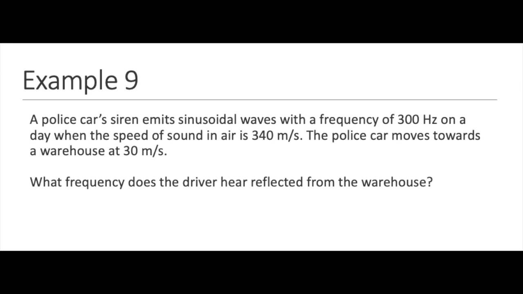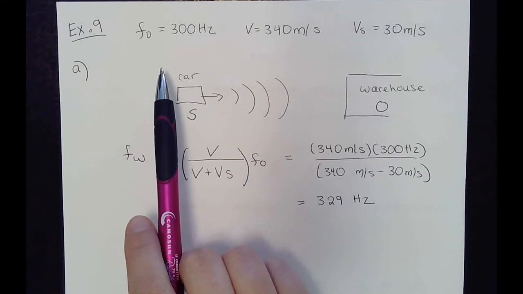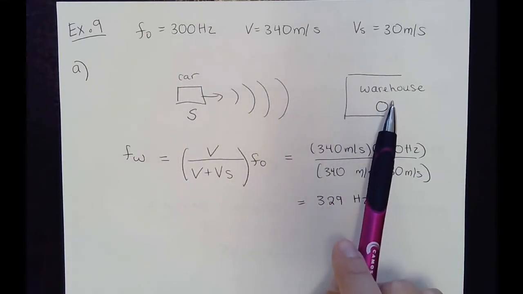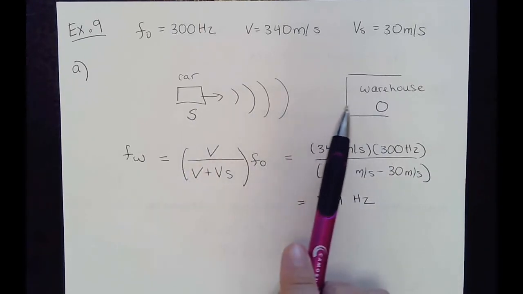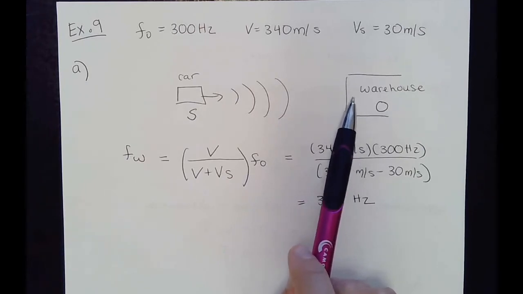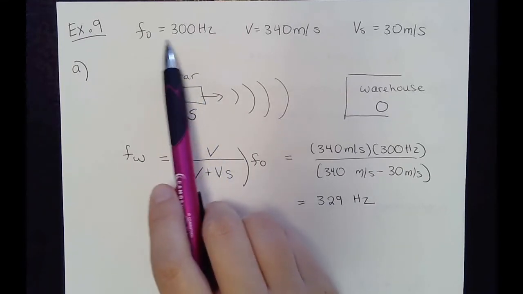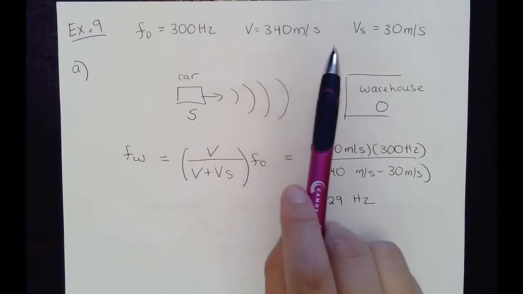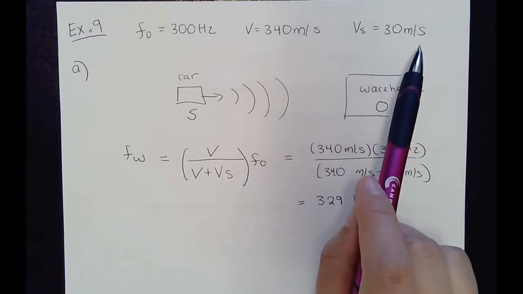Okay, so I've written out the first step here. This is just one question, but I want to split it up into part A and B because we need to first find the frequency that reaches the warehouse. So treat the warehouse as the observer and the car as the source, and find the frequency at the warehouse, since that will then be reflected and perceived back by the car. So we have F naught is 300 hertz, speed of sound in air on this day is 340 meters per second, and then the speed of the source, or the car, to start is 30 meters per second.